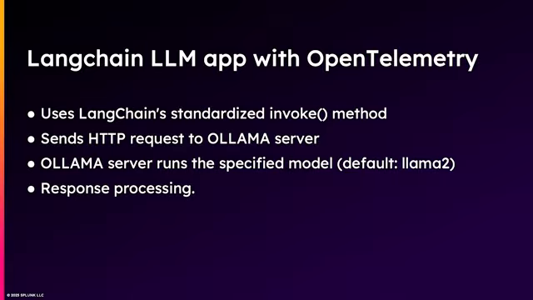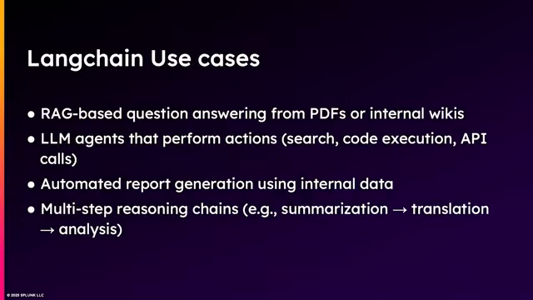Using the LangChain standard invoke method, we are making an HTTP request to the Ollama server, which runs the model Llama 2 in our demo, and the response is then processed. This entire method is wrapped in the OpenTelemetry SDKs, and we can get the metrics and traces from them.